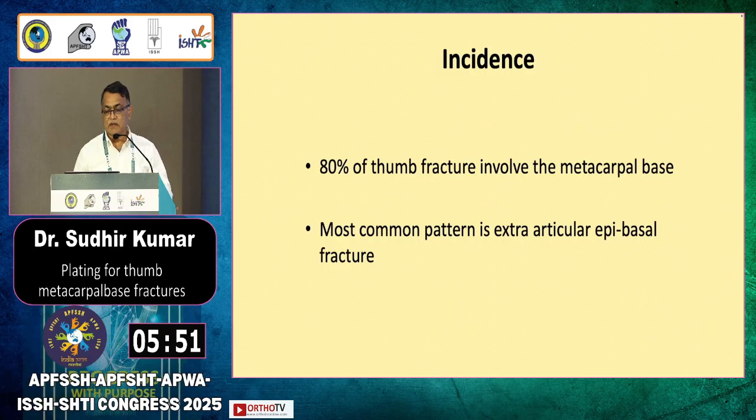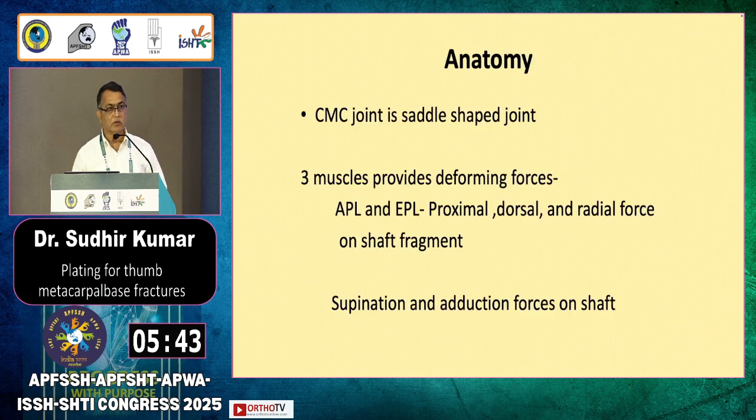One of the common fractures around the base of the metacarpal of the hand, the most common pattern, is the extra-articular basal fractures. We know the anatomy: the CMC joint is a saddle-shaped joint, and multiple muscles are there balancing the metacarpal over the carpal.